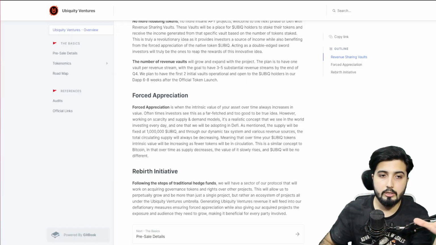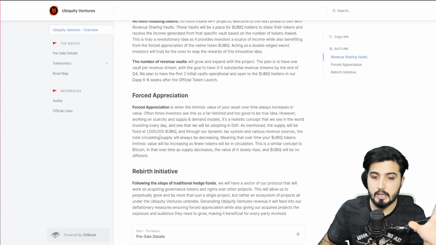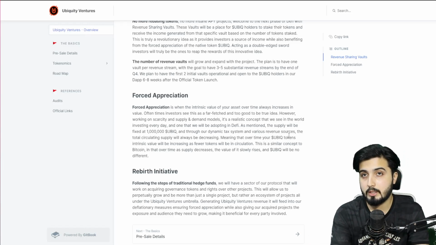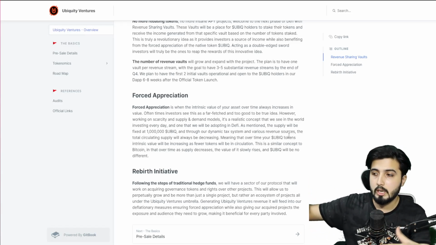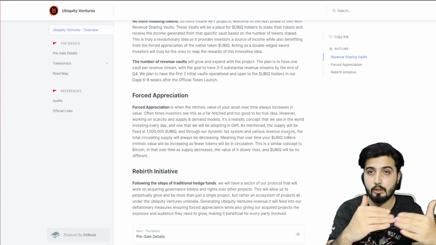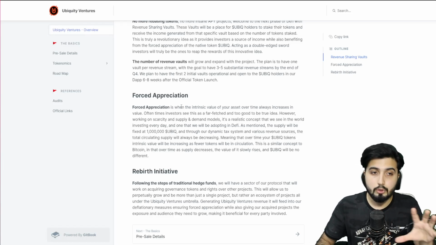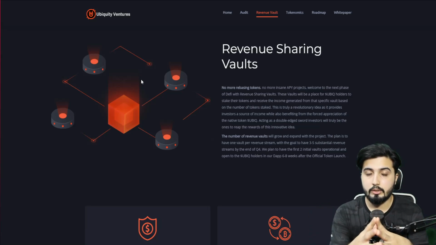So in total, there's a fixed limit of the UBIQ token, which is 1 million. It cannot go above this. And it says that through their dynamic tax system and various revenue sources, they're going to reduce this supply, which is going to increase value. Since we have these revenue streams and the revenue vaults, money will be brought in, and the circulating supply will be getting reduced on every single transaction, in a sense, because of their protocol.